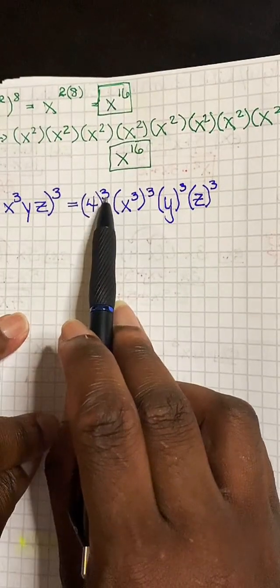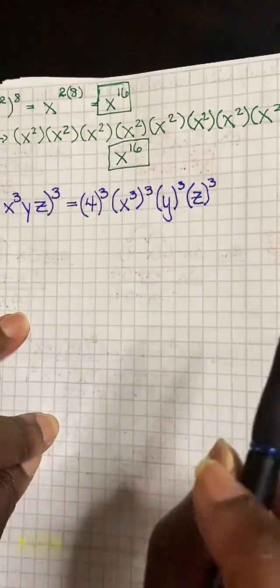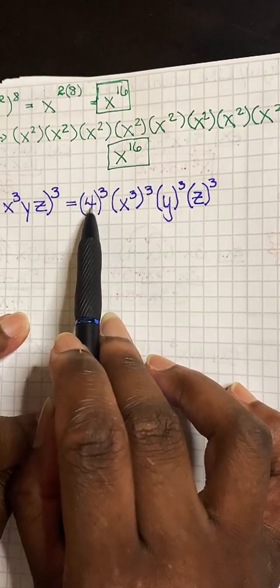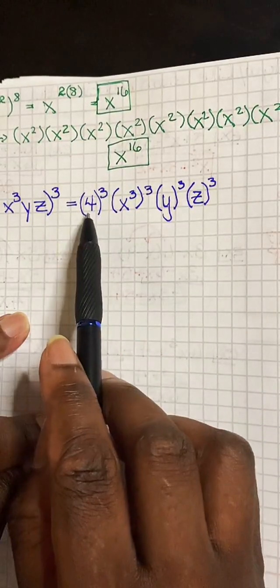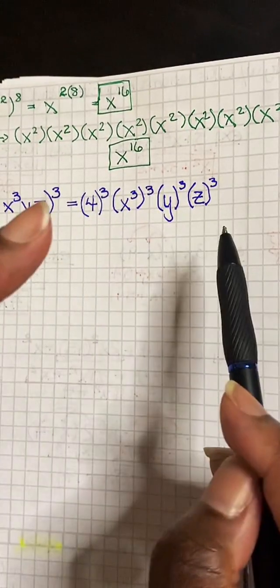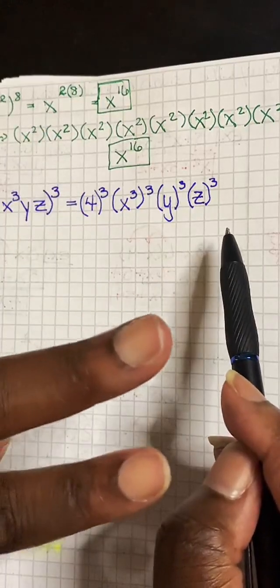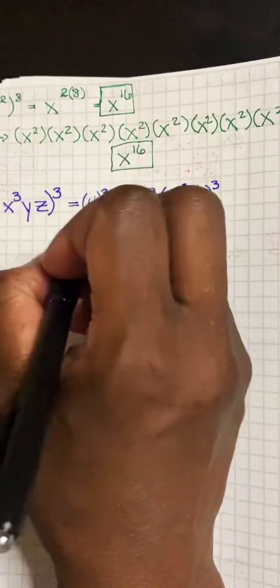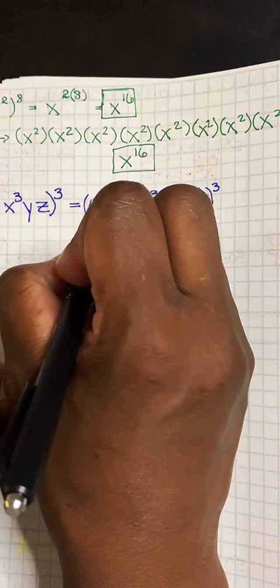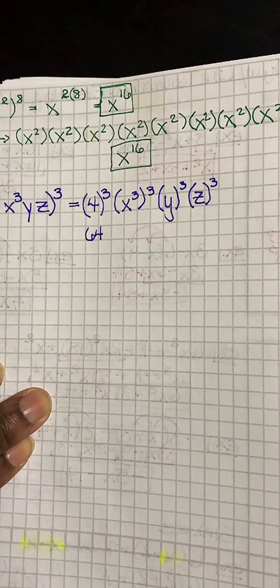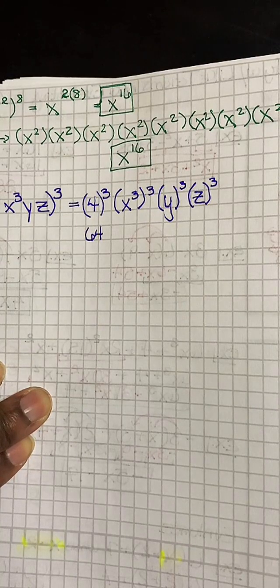So 4 to the 3rd power. It is not 12. Okay? This is saying that we have a base of 4 and we're going to multiply it by itself 3 times. So that's 4 times 4, which gives me 16, times 4 gives me 64. Okay? Because 16 times 4 gives me 64.